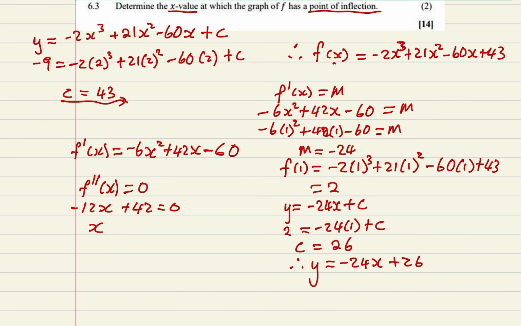Then x equals 42 over 12. We check what 42 divided by 12 is. It should be that x equals 7 over 2. That is how we find the point of inflection.